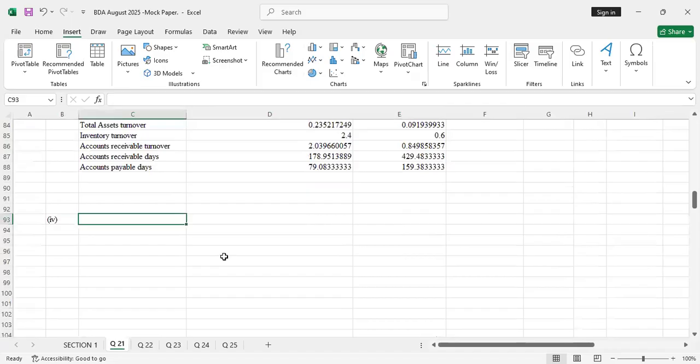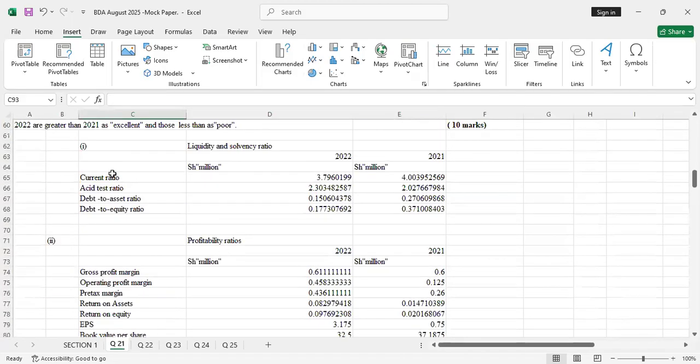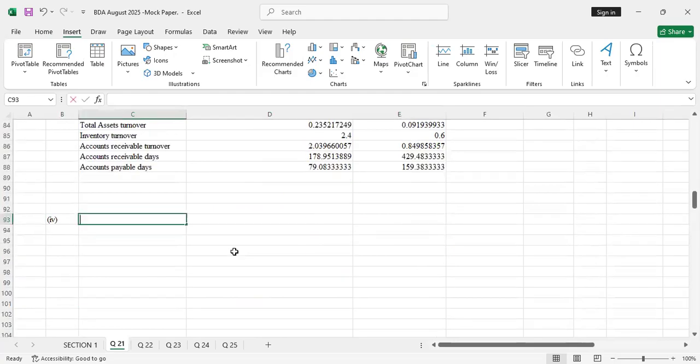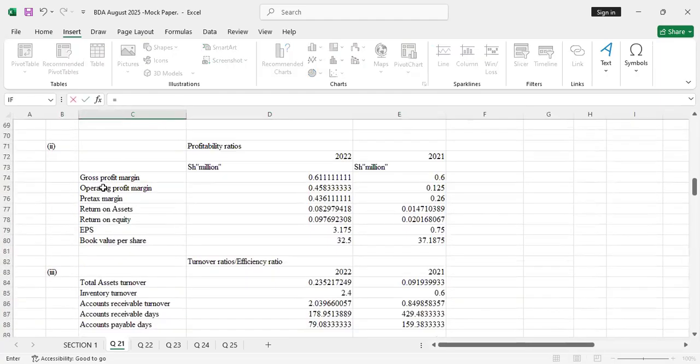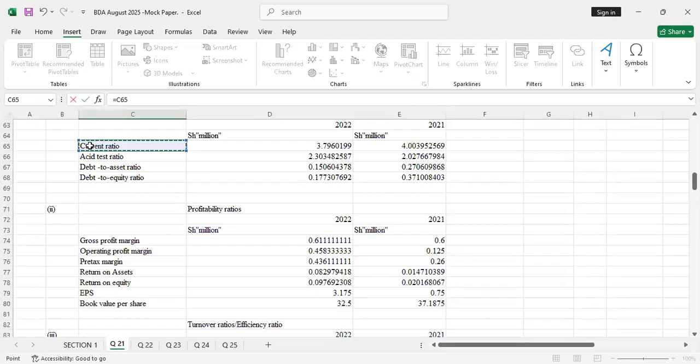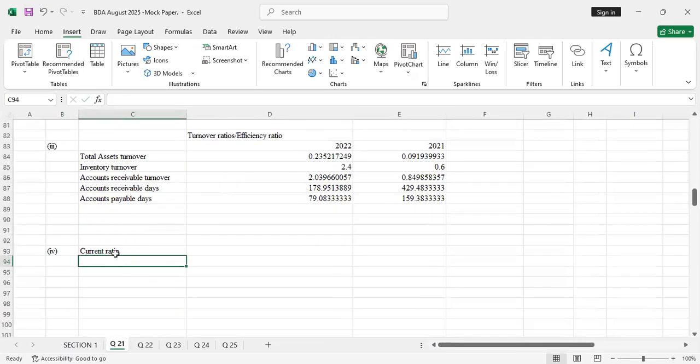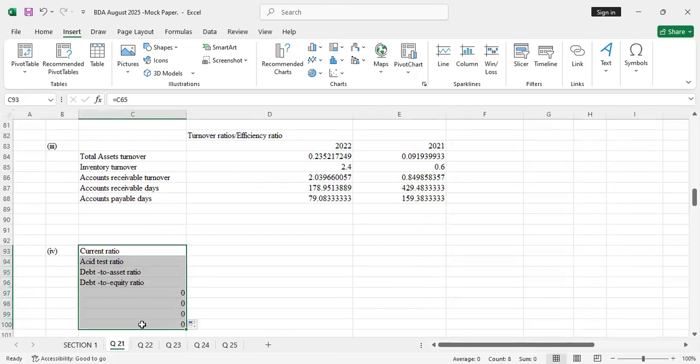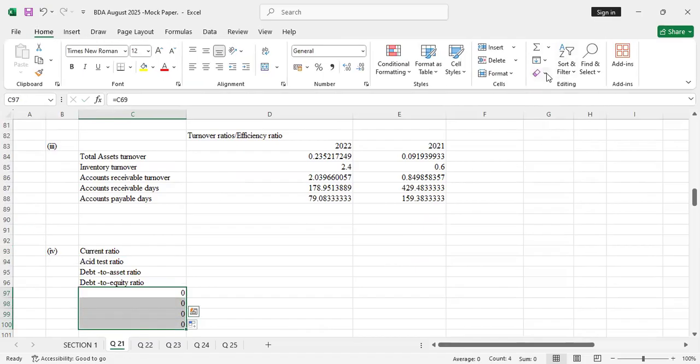So this is what I'm going to do. I'm going to forget about the liquidity and the headings, and pick the ratios the way they are. So I'll copy that. Once I copy that current ratio, I'll drag up to that point. Then let me clear this. Clear that.